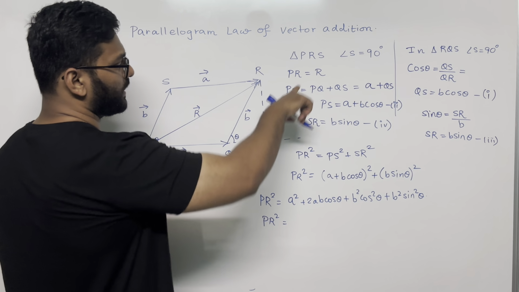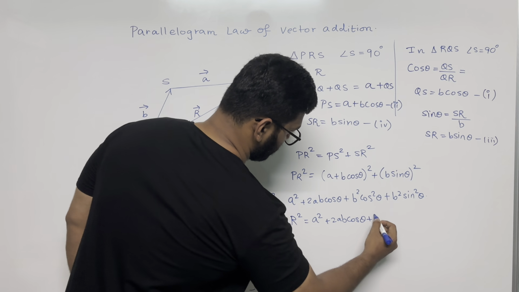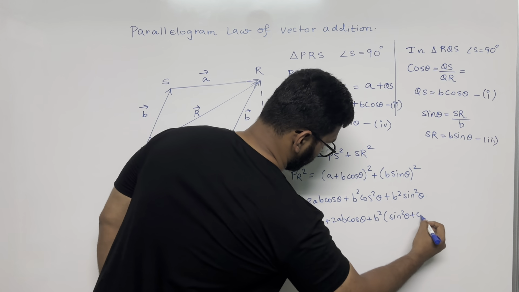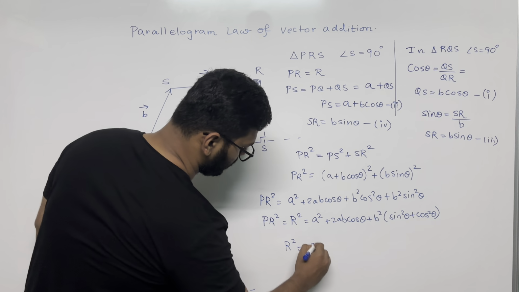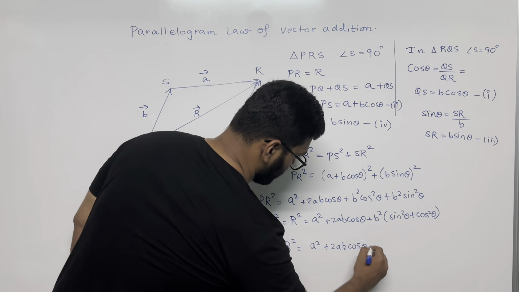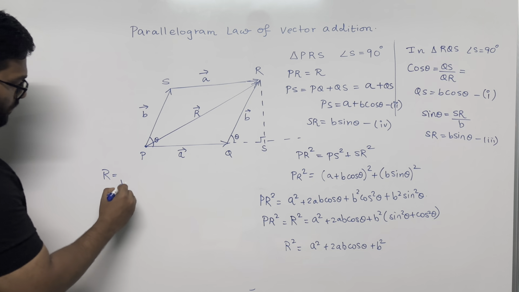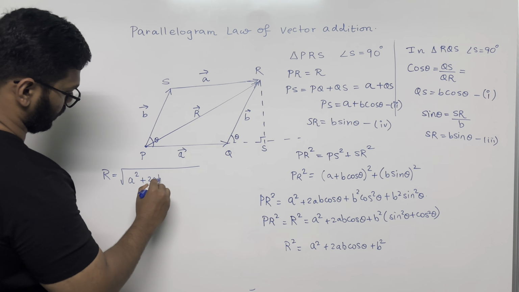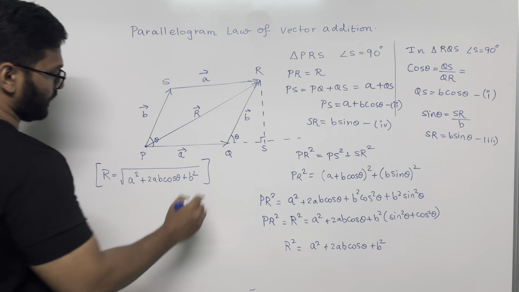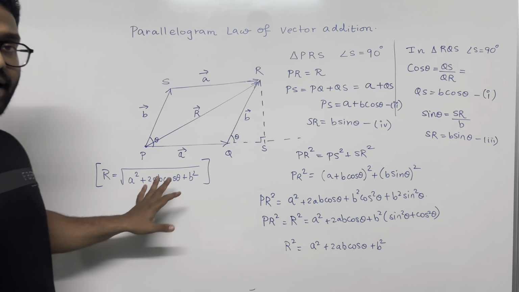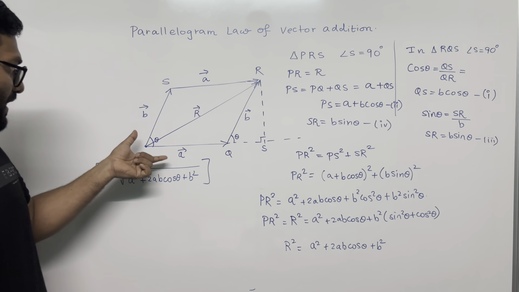So PR square, now PR can be written as R. So R square is equal to A square plus 2AB cos theta plus B square times (sin square theta plus cos square theta). So sin square theta plus cos square theta is going to be 1. So that means R square is equal to A square plus 2AB cos theta plus B square. Right? Now this R can be written as square root of A square plus 2AB cos theta plus B square. Okay, so this is going to be the resultant of these two vectors A bar and B bar. This is just the magnitude. I do not know about the direction yet. So this is the magnitude which depends on A, B as well as the angle theta.